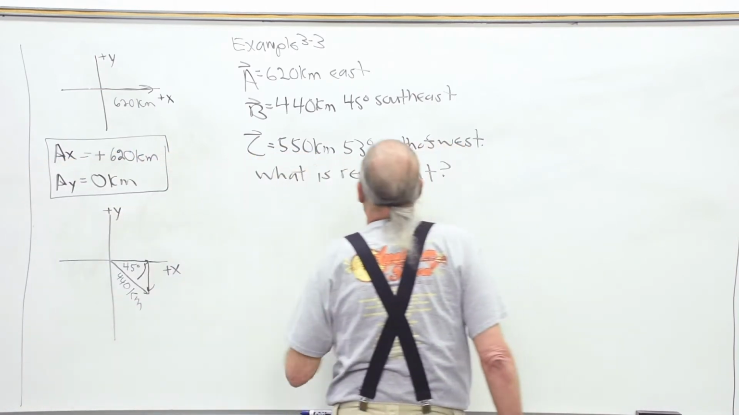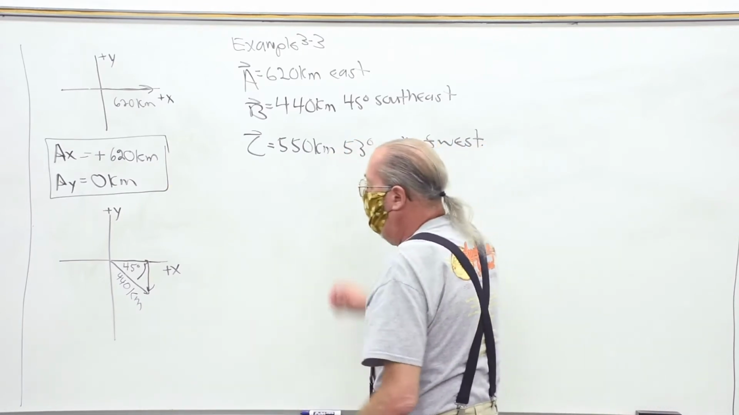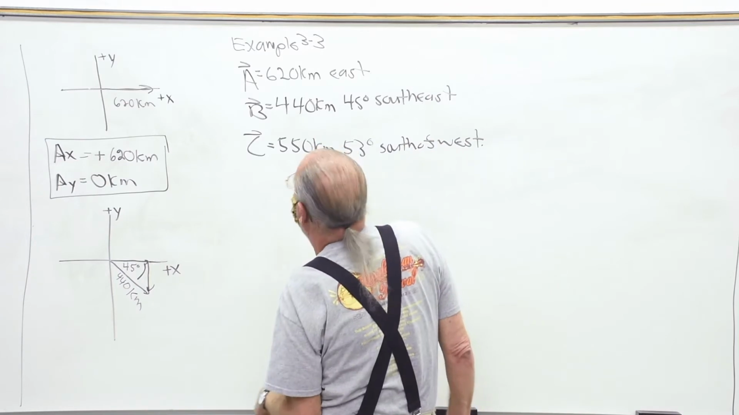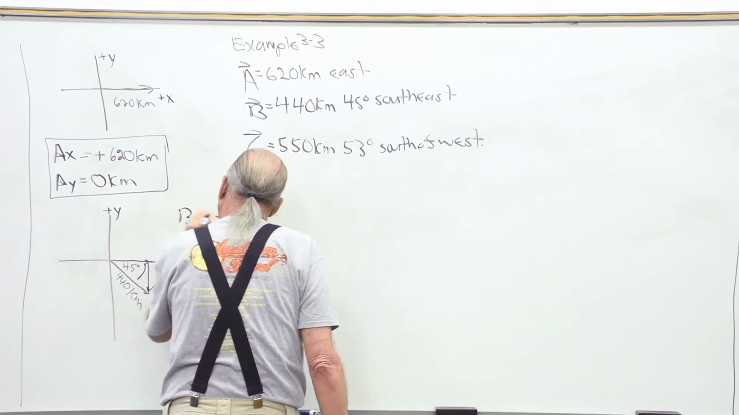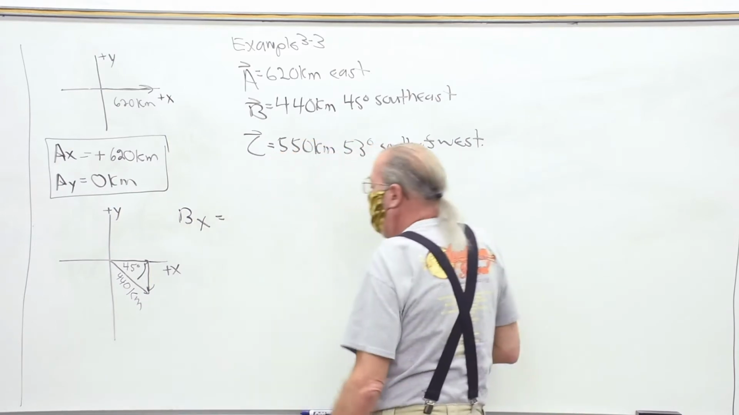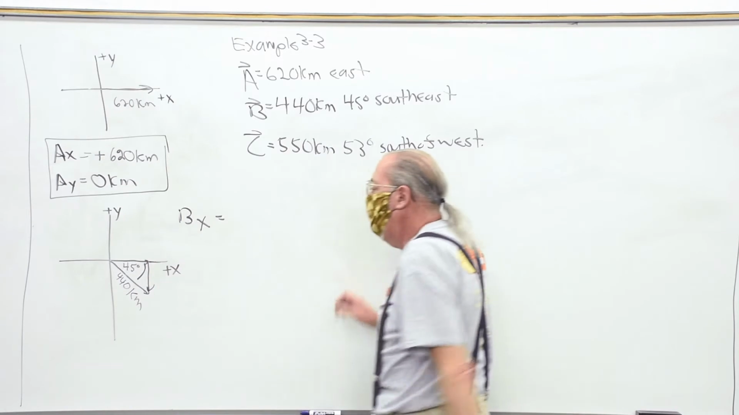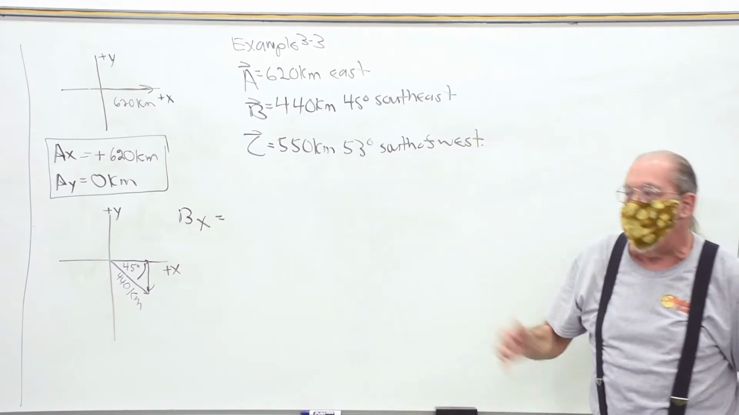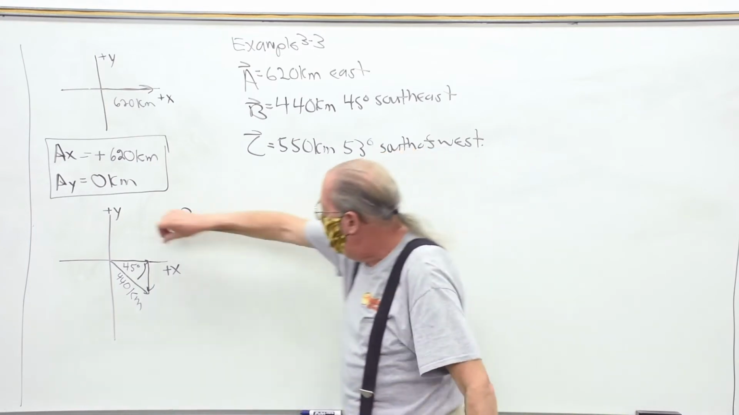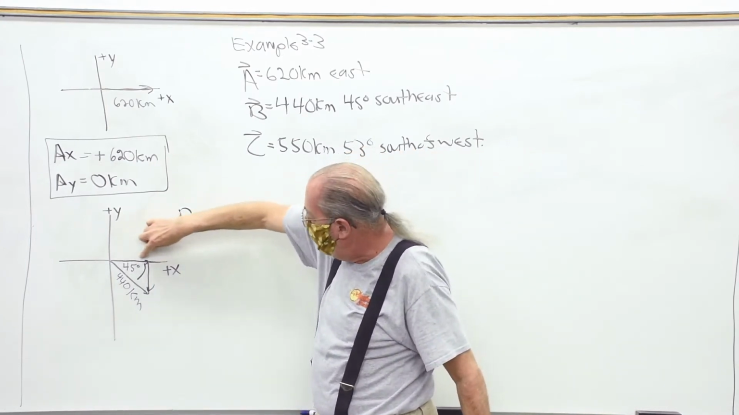Now, you look at this, and this is B, right? So let's look at B sub x. B sub x is the component along the x-axis. By inspection, is it plus or minus? It's this one up here.